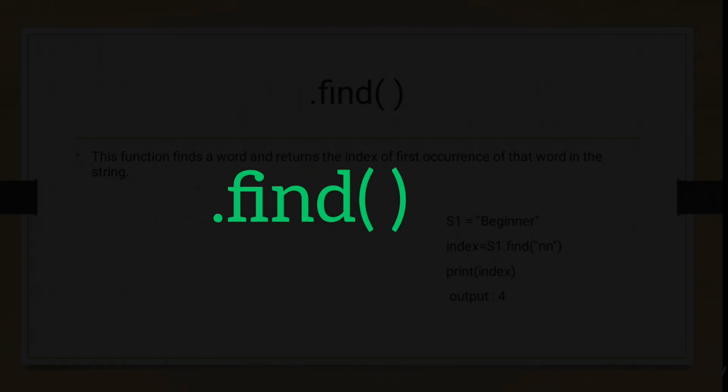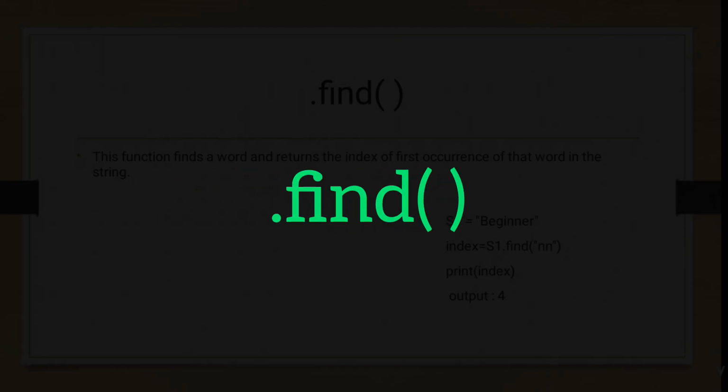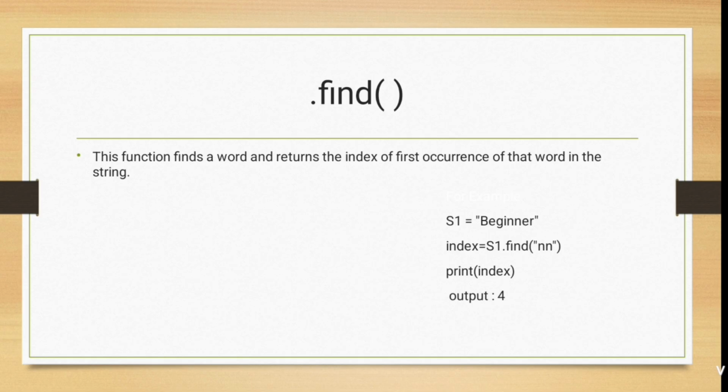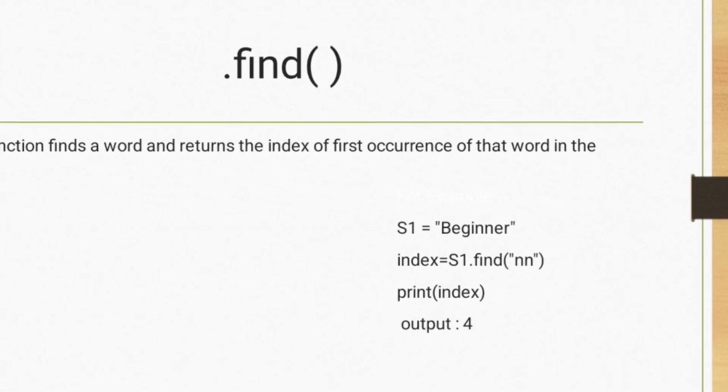The next one is find. Now this one finds a word and returns the index of the first occurrence of that word in the string. Now see, we have a variable here, s1, and a string, beginner. We have an index variable and the s1 string variable, and then we have written here the find string operation, and inside this parenthesis we have written n. Now the find function will return the index of this n character.